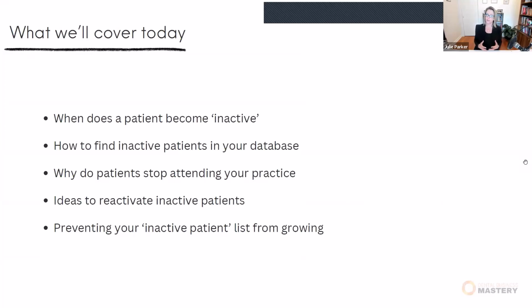But with this particular topic, reactivating your inactive patient base, what we're going to cover is, when does a patient become inactive? What does that actually mean? We're also going to cover how to find those inactive patients in your database. We're going to cover, why do patients stop attending your practice in the first place? Why do they become inactive? We're going to give you some ideas on reactivating your inactive patients and how we can prevent your inactive patient list from perpetually growing.